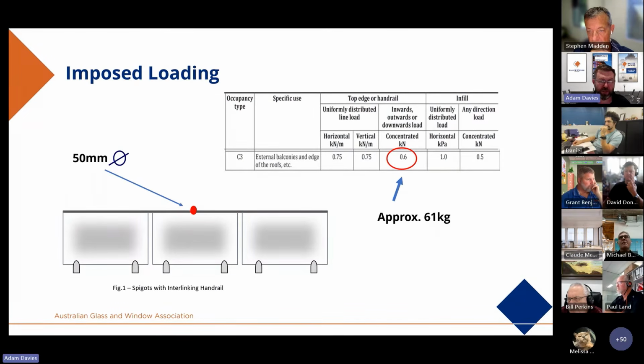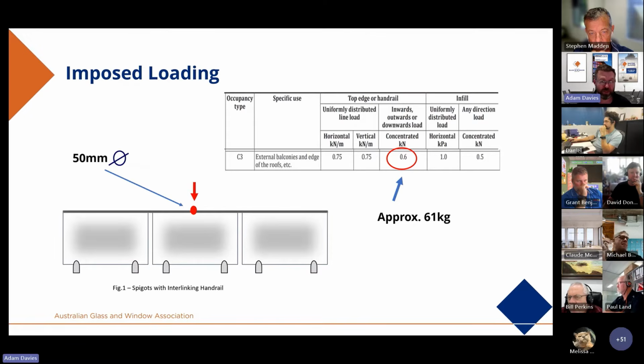This is a concentrated load, so it's applied over a 50 millimetre diameter, and that 0.6 kilonewtons is very specific to every occupancy type. So regardless of the occupancy type, all of them have the 0.6 kilonewton concentrated load. And again, this is representing someone potentially placing their hand against the handrail. It is applied inwards, outwards, or downwards, depending on the worst case. And this 0.6 kilonewtons is approximately 61 kilos. So this will become important when we speak about interlinking handrails shortly.